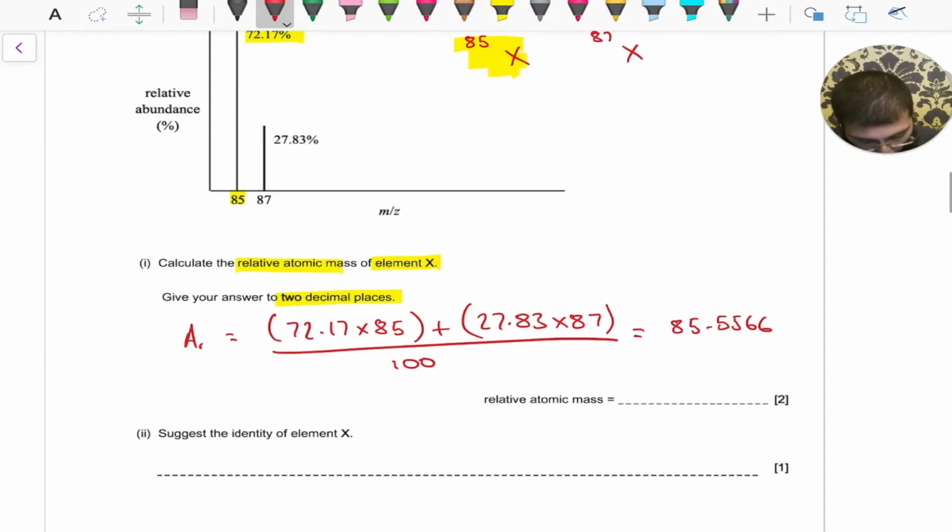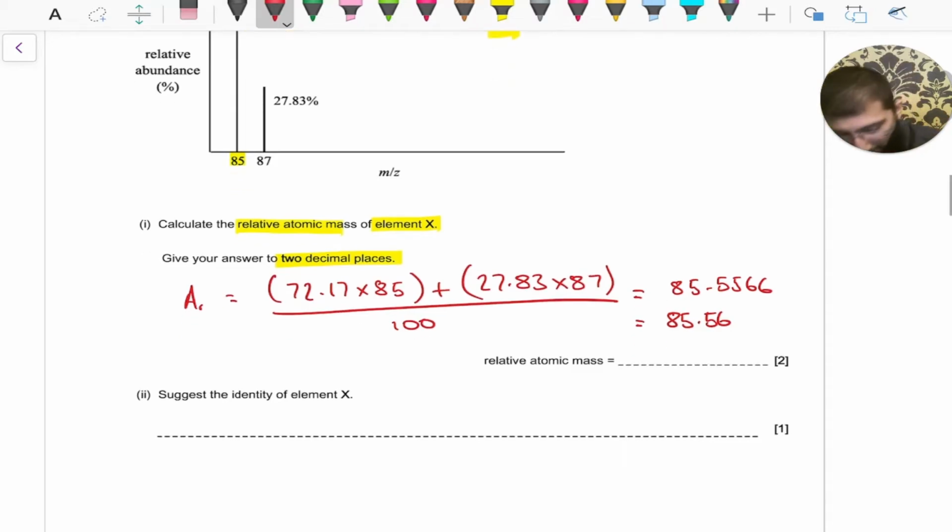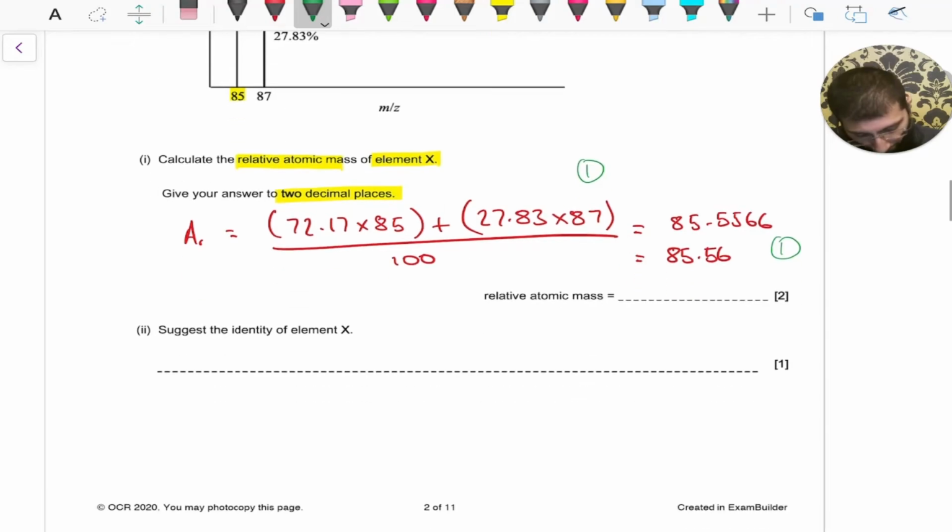So 2 decimal places. Let's show this. Therefore, it's going to be 85.56. It's that simple. It really is, folks. 2 marks for that again. 1 mark for the equation, 1 mark for the final answer to 2 decimal places.